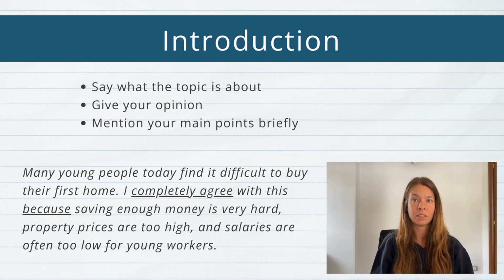In the first sentence, they are very clearly stating what the topic is about, that many people today find it too difficult to buy their first home. And then we move on to whether we agree or disagree. Here the writer states, I completely agree. So 100% fully on board. Then they move on to giving some examples, because saving money is hard, because property prices are too high, and salaries are often too low for young workers.